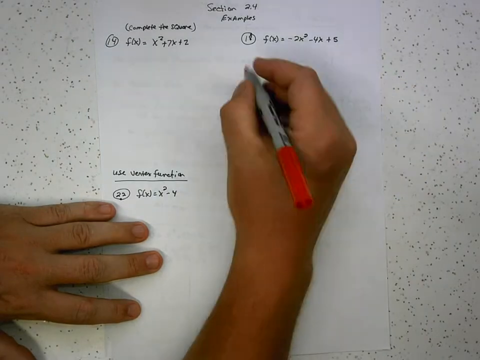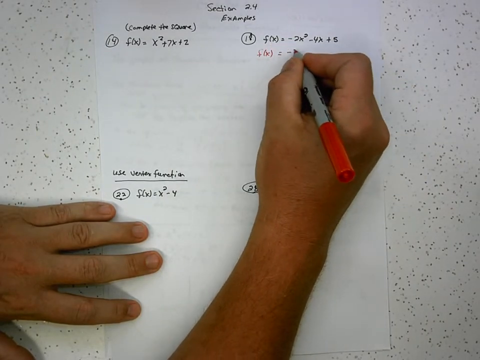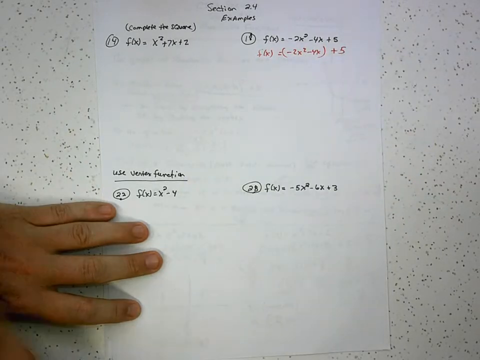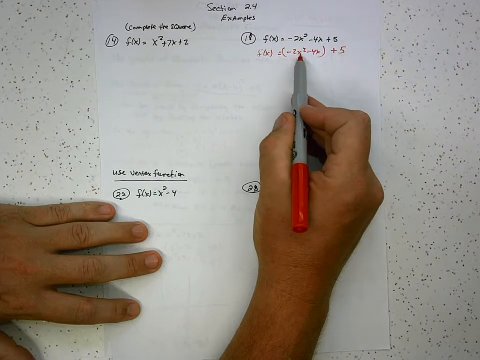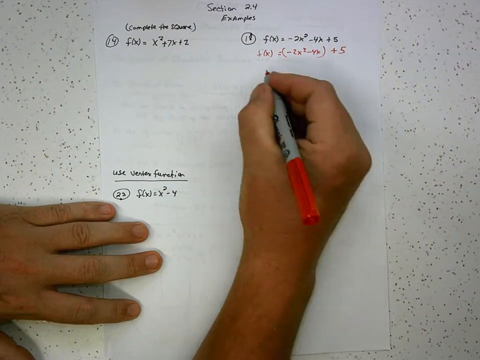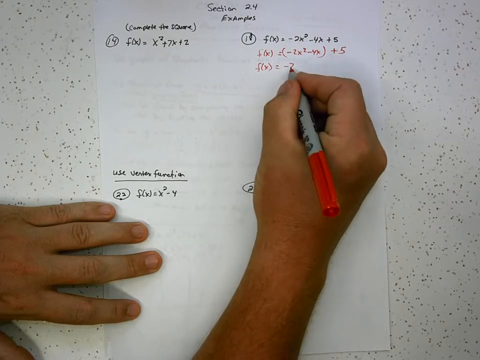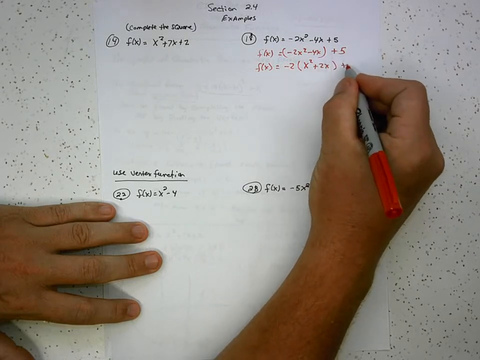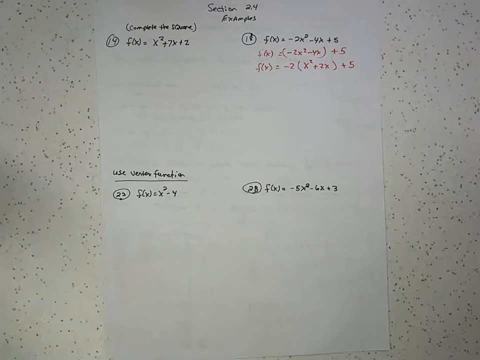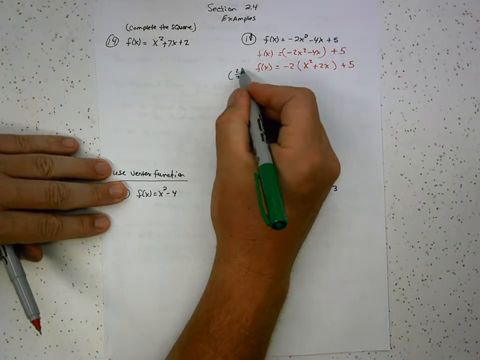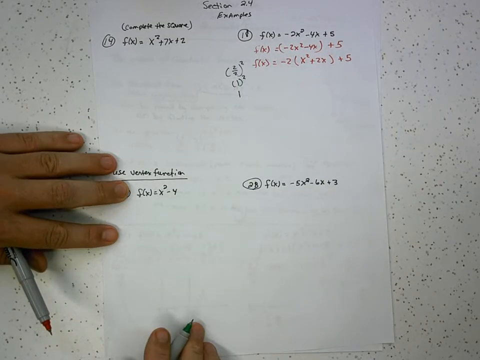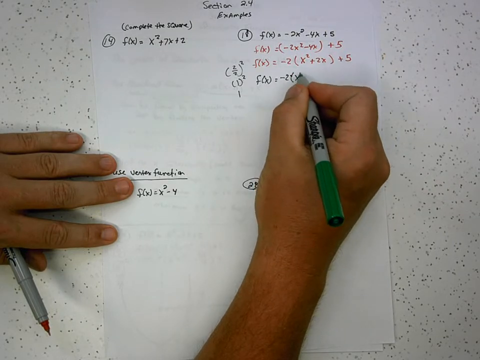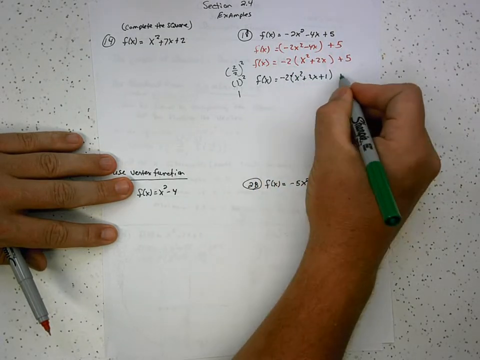I'm going to complete the square here. So f of x, the first thing I do is I separate the 5 to the side. Inside the bracket, this constant in front of my quadratic term has to be a +1. So I have to factor out a -2 out of this to make that an x squared plus 2x. I now can find my add-on term. My add-on term is going to be b over 2 squared, which is going to be 1. So f of x equals -2 times x squared plus 2x plus 1 plus 5.